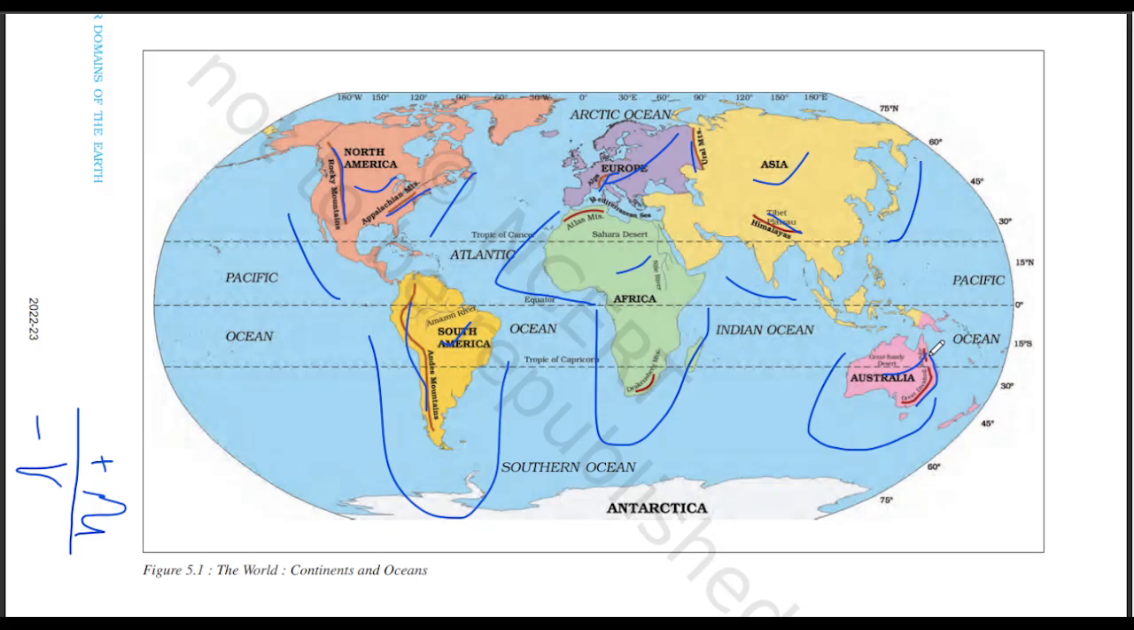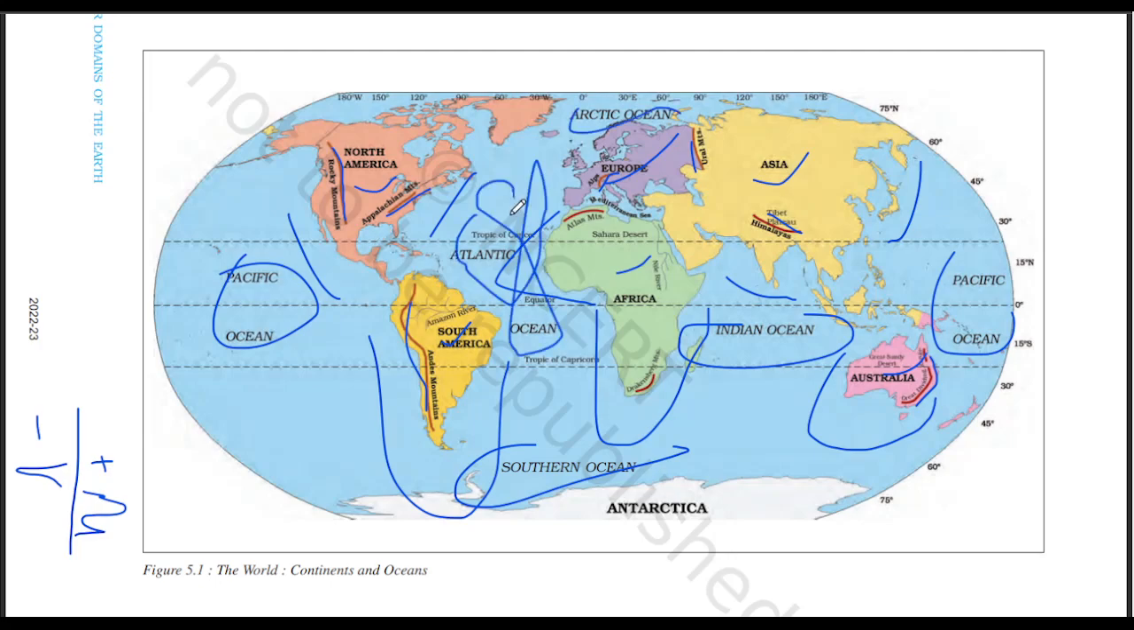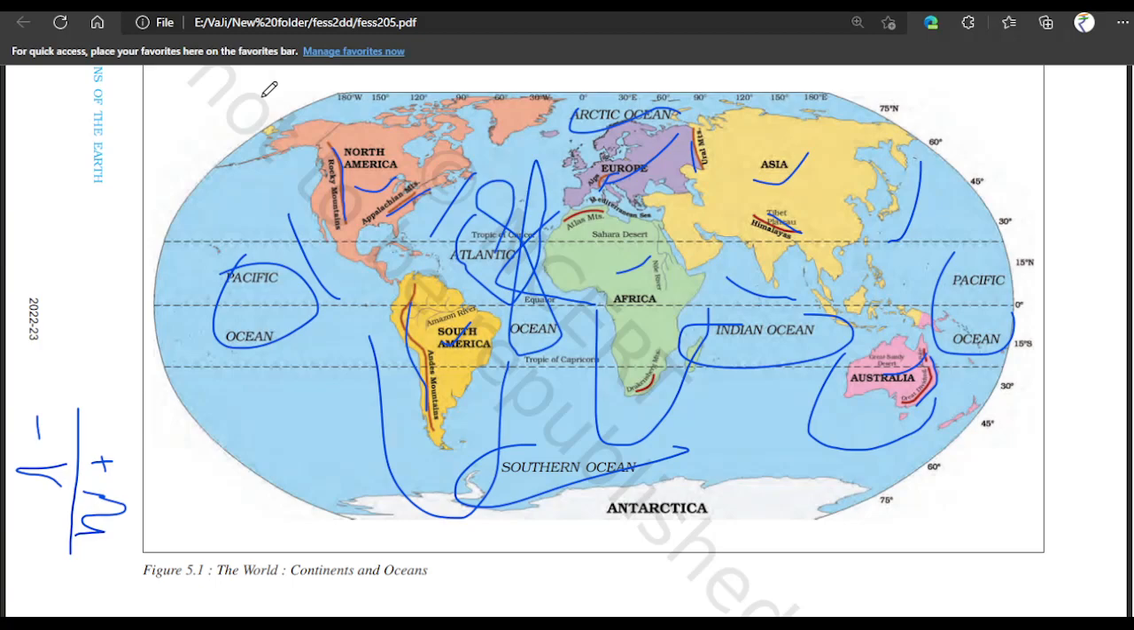These are all the oceans: Pacific Ocean, Southern Ocean, Indian Ocean. This is the Pacific Ocean. When you fold the map, the western and eastern Pacific merge with each other. Then the Arctic Ocean and Atlantic Ocean, in the northern and southern hemispheres. Let's move further.